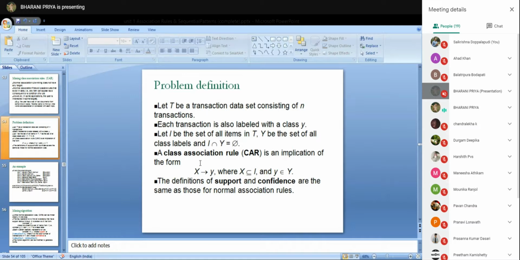Is this point clear? Again, I am explaining. You have item sets and you have class labels. Items will be there in the conditional set, that is in X, and consequent values will be taken from class labels. And the definition of support and confidence is similar to the ordinary support and confidence of a normal association rule.